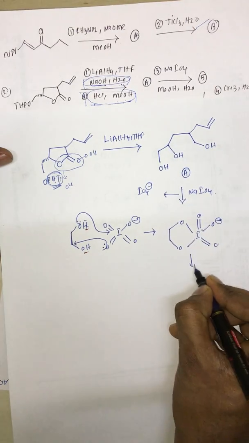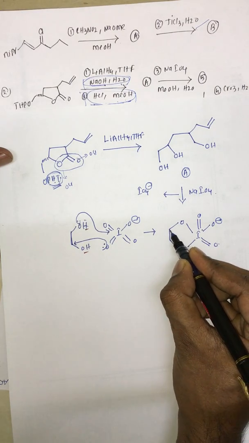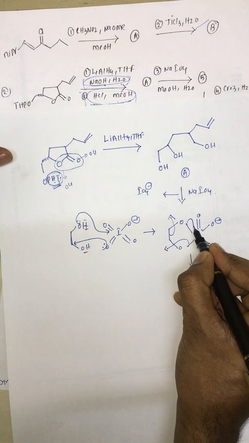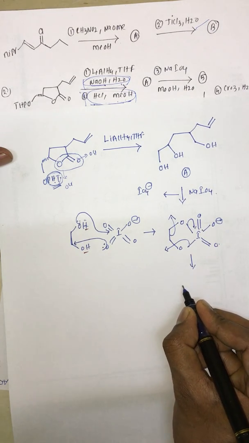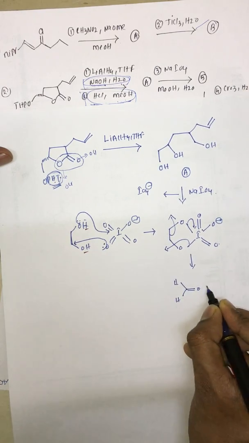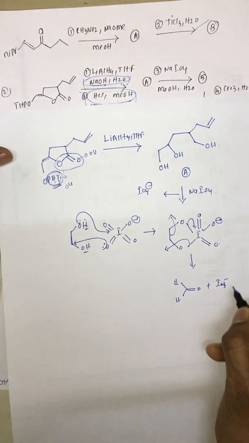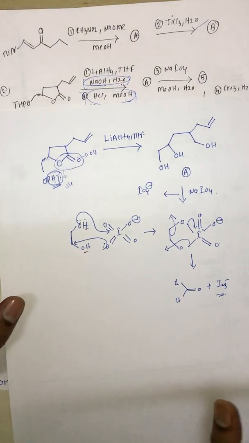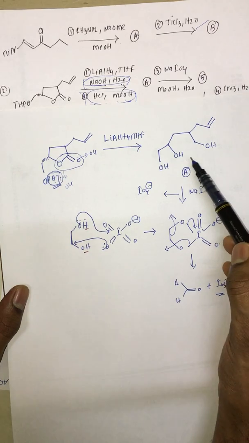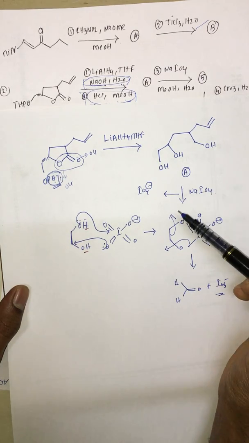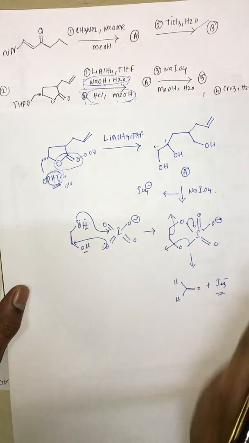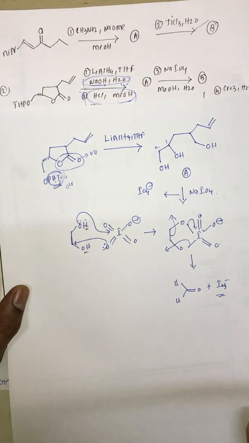So now a cleavage will take place. This bond goes like this, and this bond comes like this, and this goes onto this iodine. So here we'll get 2 moles of aldehyde plus IO3 minus as a byproduct. I wrote the mechanism because here we have 3 hydroxy groups, so we need to know which 2 hydroxy groups will react. Just remember that only the 1,2 dihydroxy group will be involved in the reaction.